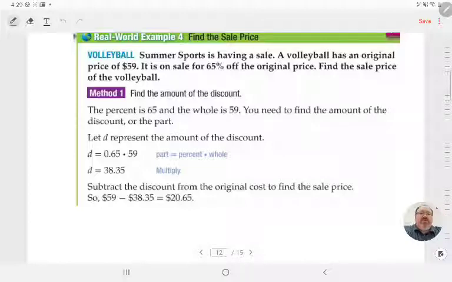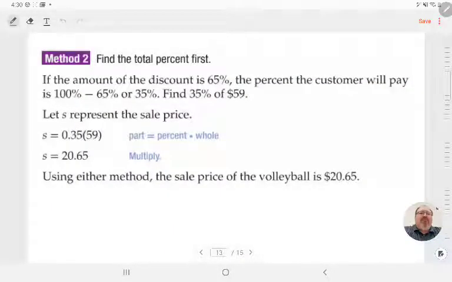You could find the discount. So I could take the 65%, or 0.65, times the $59. And that would give me a discount of $38.35. Since it's a decrease, we're going to be subtracting that from the original amount of $59. And when I take 59 minus the discount of $38.35, the volleyball is going to cost me $20.65.